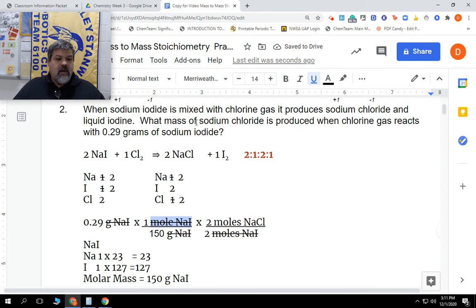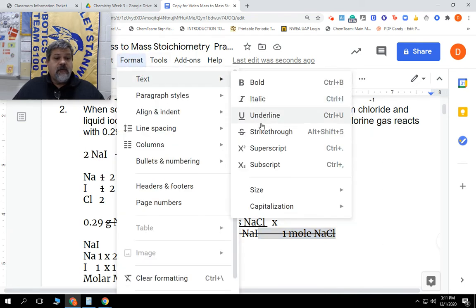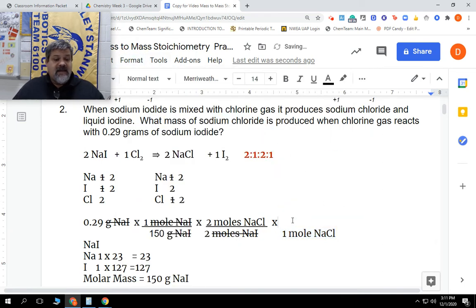But I don't want it in moles, I want it in mass. So how do we get from moles to mass? Well, we use molar mass. 1 mole equals the molar mass in grams. So we're going to go ahead and put our times here. On the bottom, since I have moles up here of sodium chloride, I'm going to put 1 mole of sodium chloride. Let's just go ahead and get rid of all that stuff for right now. Okay, but on top, we have to put in our grams of sodium chloride.